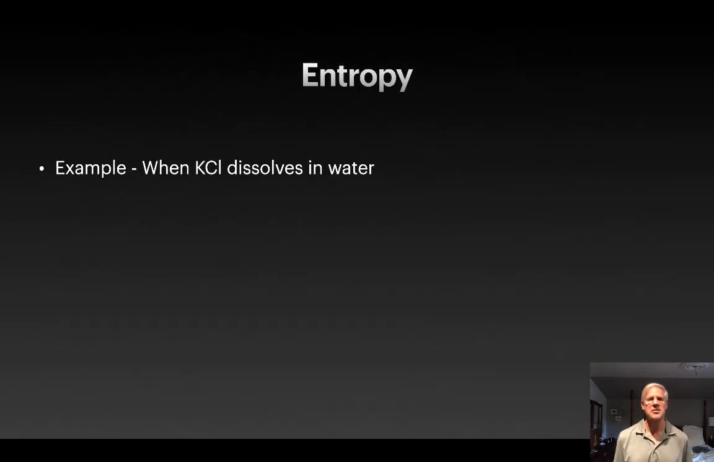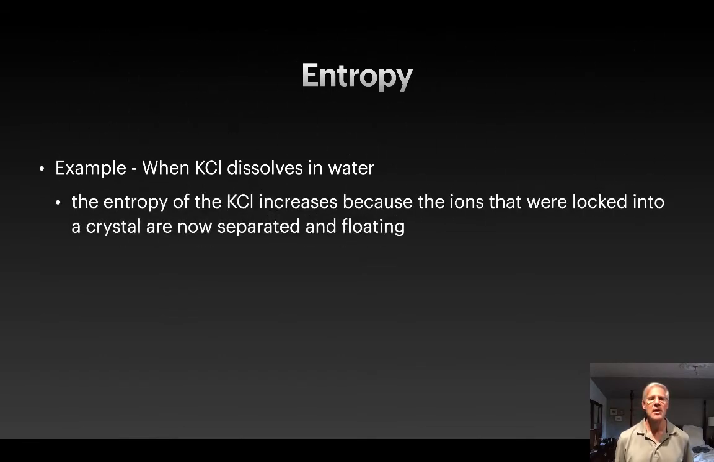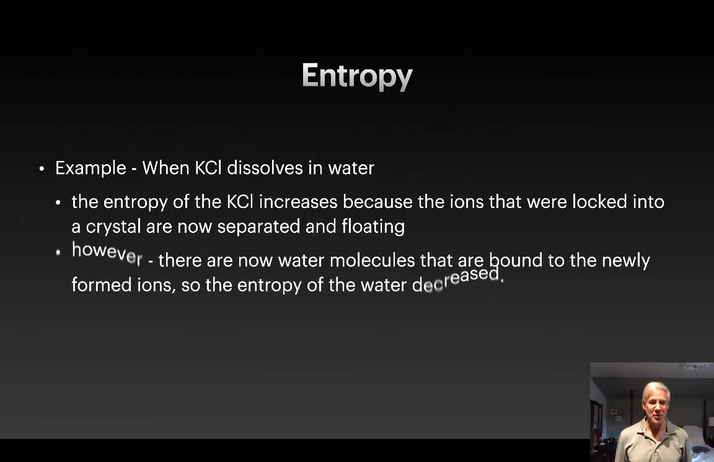Okay, so let's just focus on some systems here. When potassium chloride dissolves into water, so we have a crystal of potassium chloride, as we put that potassium chloride into water, it's like salt, like sodium chloride. Those ions are going to break apart from the crystal and now float around in solution surrounded by water. So those ions that were locked into the crystal are now separated and floating. You can see that the entropy of the potassium chloride is going to increase because they went from being highly ordered to very disordered. And in doing so, they increase their entropy.